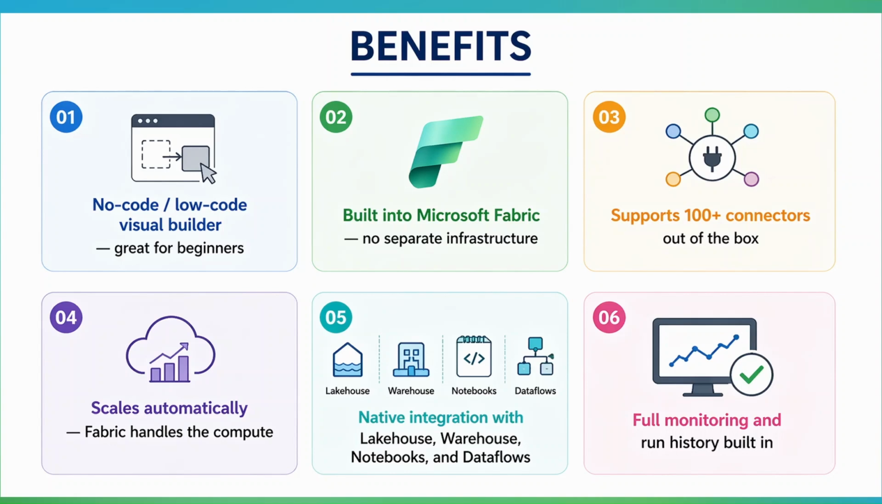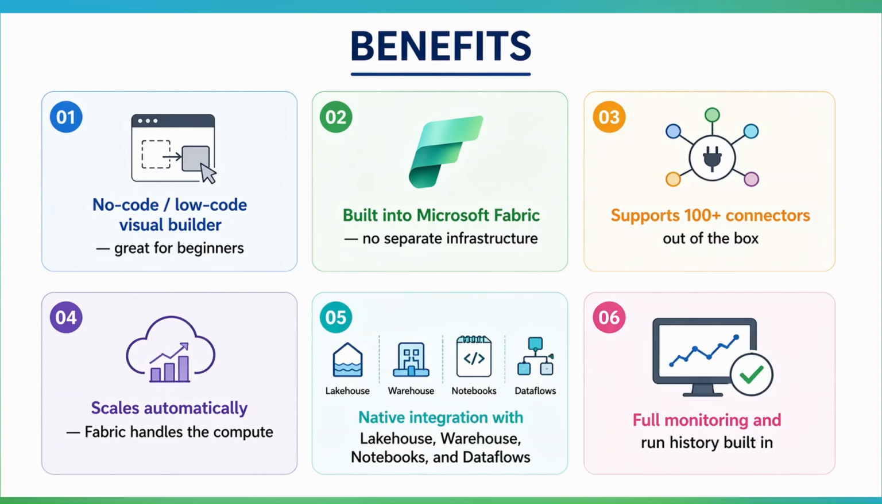Number three is support for 100-plus connectors right out of the box. You can connect to databases, APIs, SaaS tools, and more. That's huge flexibility without custom development. That's a big advantage of using pipelines. Number four is that it scales automatically. You don't need to worry about servers or compute power. Fabric handles scaling for you, whether you are processing small data sets or massive volumes.